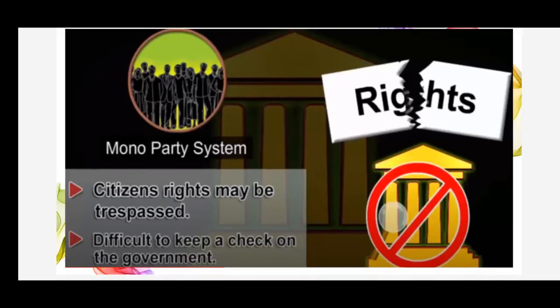In a single party system, there is no one to question the decision makers, because there is no opposition party. So there is a possibility that the citizens' rights may be trespassed or violated. In addition, the absence of an independent judiciary makes it difficult to keep a check on the government.